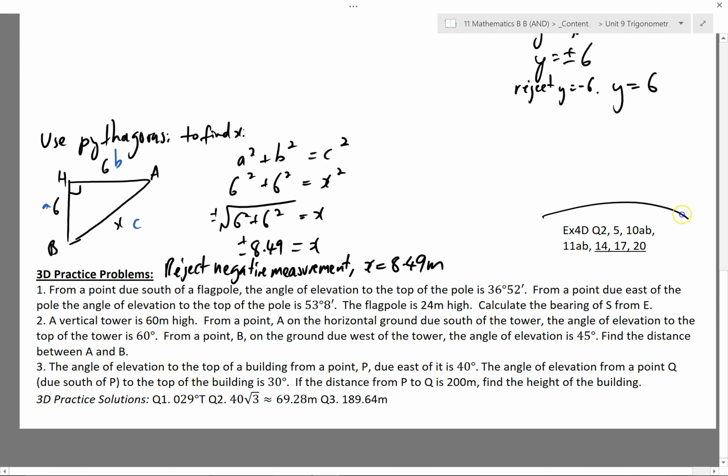So here's a few questions to practice. Unless you're struggling, I'd probably focus on these underlined questions and also have a go at some of these 3D practice problems. Pretty sure these solutions are correct. All right, good luck.